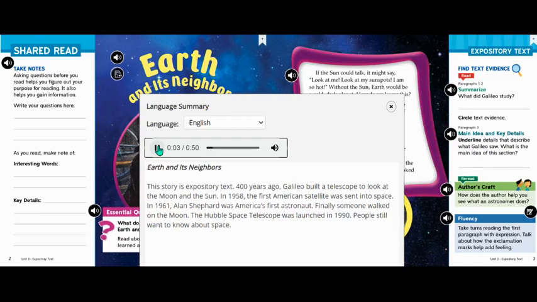Earth and Its Neighbors. This story is expository text. 400 years ago, Galileo built a telescope to look at the moon and the sun. In 1958, the first American satellite was sent into space. In 1961, Alan Shepard was America's first astronaut. Finally, someone walked on the moon. The Hubble Space Telescope was launched in 1990. People still want to know about space.